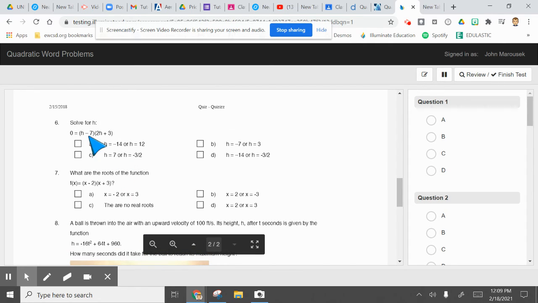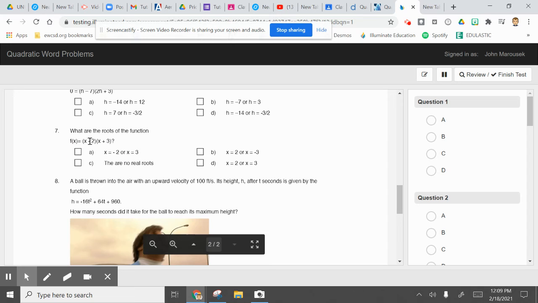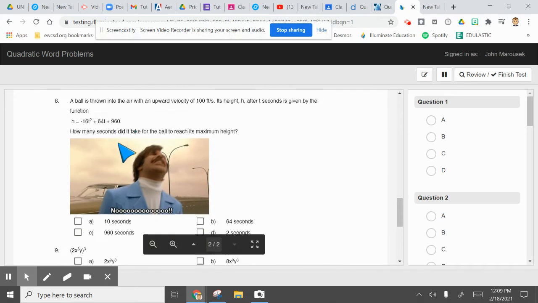This one, you're solving for H. You're just setting both of these guys to 0, and then solving it. No big deal. Same with this one. What are the roots of the function? You're setting both these parentheses to 0. Super easy. Set this parenthesis to 0, solve it. Set this parenthesis to 0, solve it.